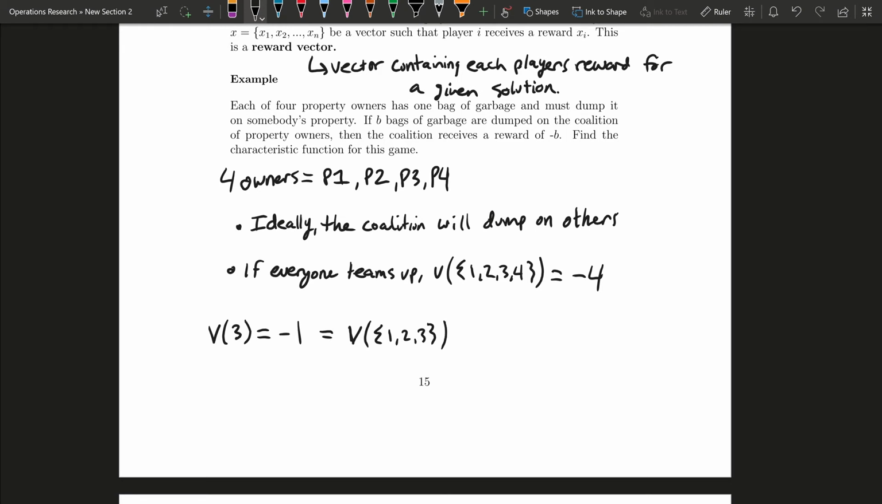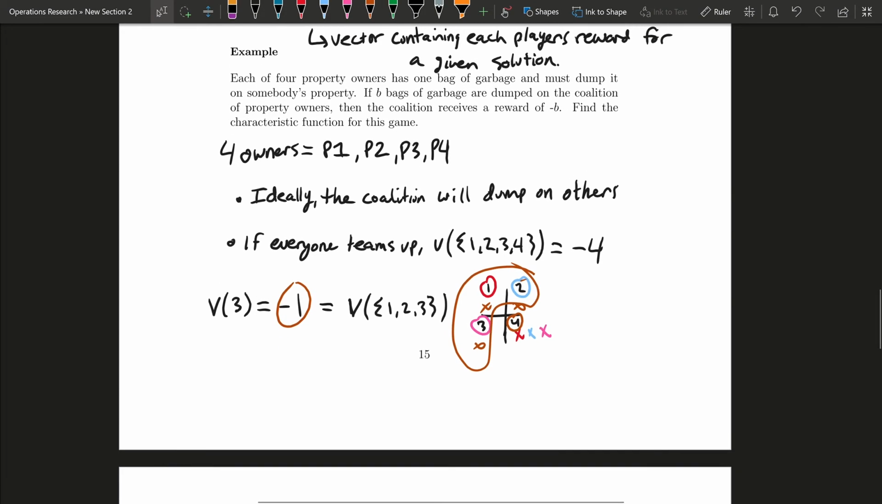So now if you draw a picture here, you've got 1, 2, 3, and 4. Let's say 1, 2, and 3 are working together. So player 1 is going to throw his garbage on player 4. Player 2 is going to throw his garbage on player 4. Player 3 is going to throw his garbage on player 4. And it doesn't matter where player 4 goes. He could go here, here, or here. And ultimately, this team is going to have -1 as their final score here, if that makes sense.